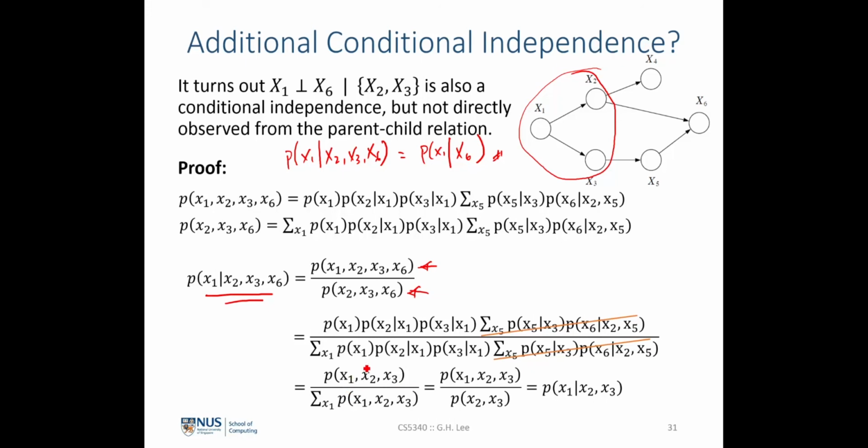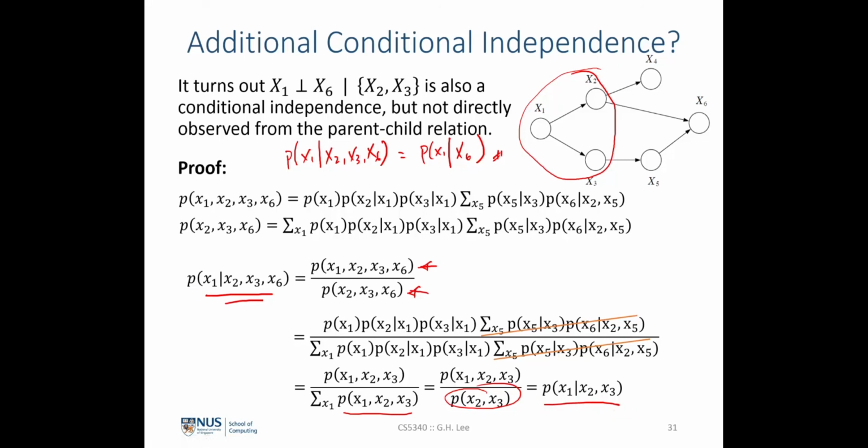And then it's the same thing for the denominator. We can rewrite this into the joint probability of x1, x2, x3. And since we are marginalizing out x1, we can rewrite this as the joint probability of x2 and x3 by eliminating x1 in the denominator, which we can rewrite into the conditional probability of x1 conditional upon x2 and x3.